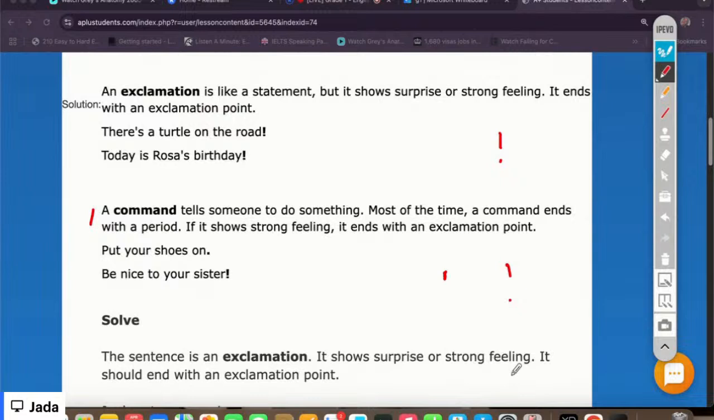Now the strong feeling for a command could be like when someone is raising their voice and they're giving you a command. Be nice to your sister! So when I'm showing a strong feeling and I'm telling you to be nice to your sister, then of course you use an exclamation point. Put your shoes on is a command, but it's in a calmer way. Okay? All right.